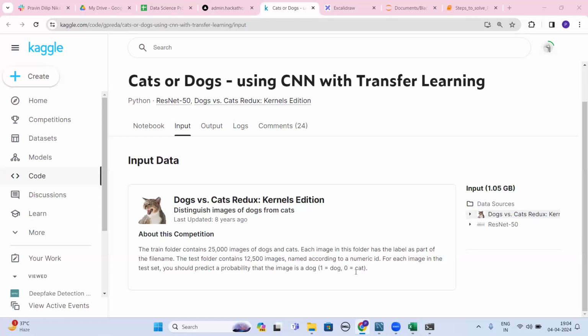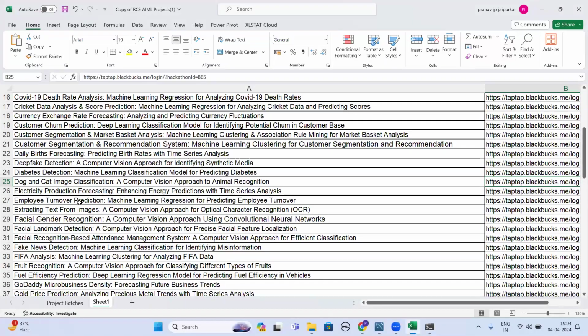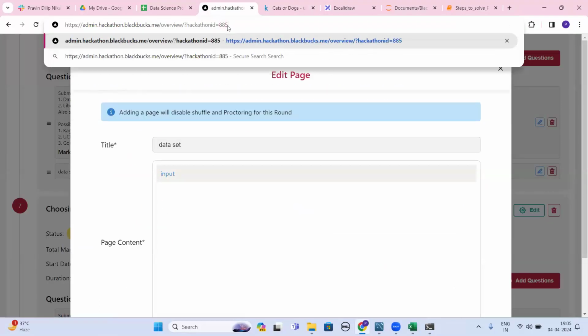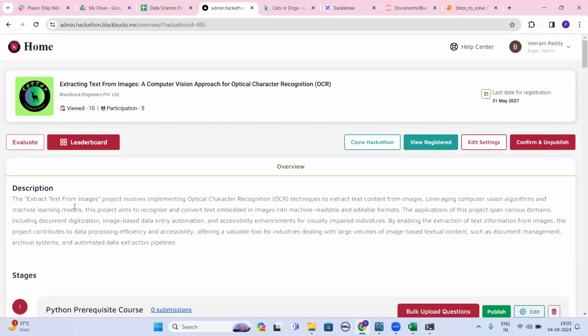Now, after this is done, let us try to see the next project that we are having. Electricity, this is time series one. Extract text from images, OCR problem, optical character recognition, 885. So you can get an idea about extract text from images. You read the description. There is image data, and in that image data, there is some text that is written, and it is your aim, or your responsibility, to extract the textual data. So it covers NLP and image data both. It covers the principles of both the things.